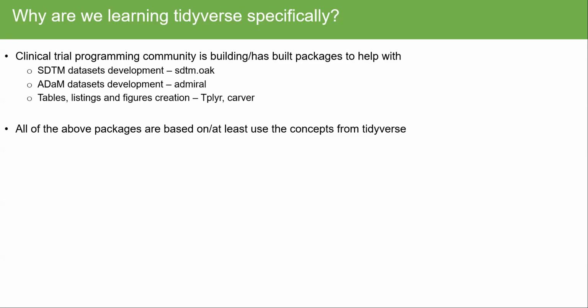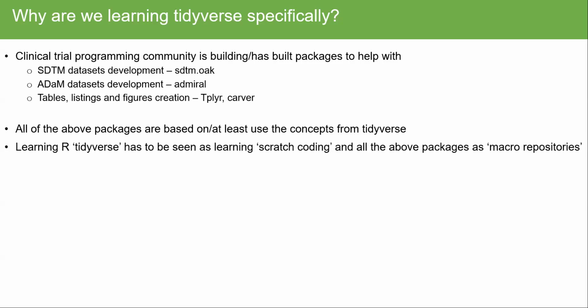Okay, so some things are already being built for SDTM, ADaM, and TFLs, but all of the underlying packages use the concepts from the Tidyverse package. So learning R Tidyverse has to be seen as learning scratch coding and all the above packages as macro repositories. So there were questions for me, when I started, like, why not start learning Admiral? So Admiral is an extensive package. It covers most of the typically needed ADaM programming concepts.